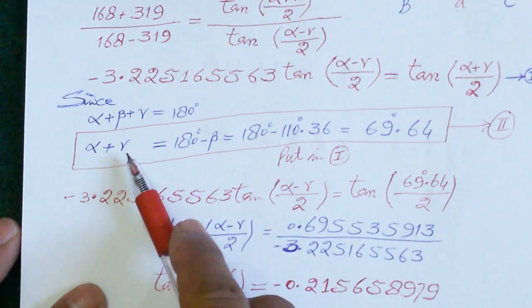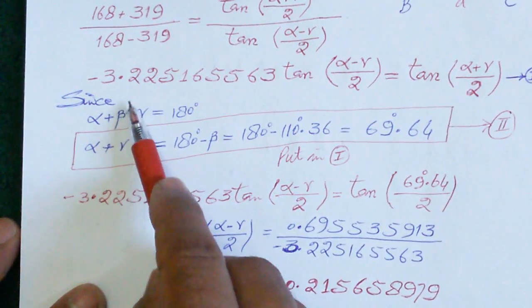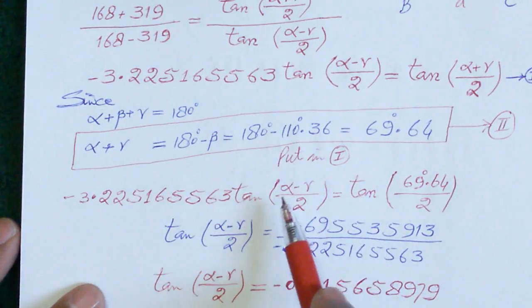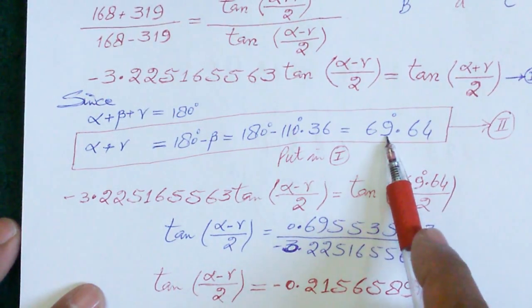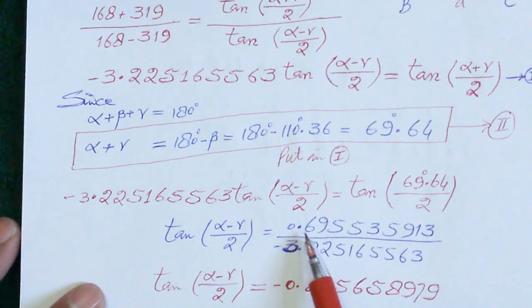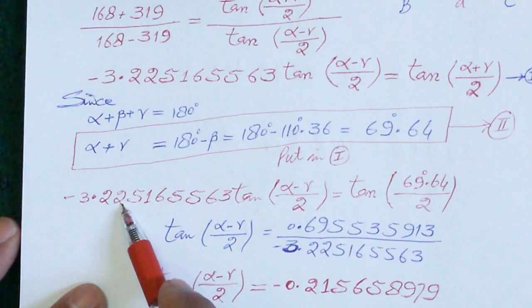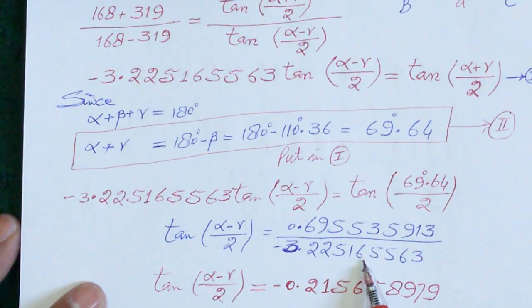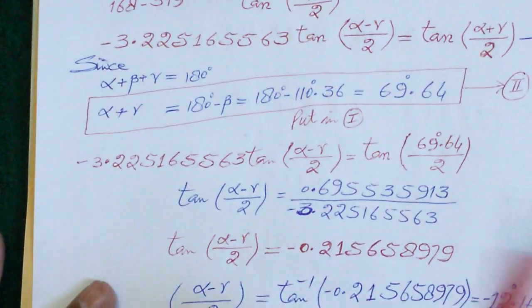So alpha plus gamma, substitute alpha plus gamma in equation number first. We have this quantity multiplied by tangent of (alpha minus gamma) divided by 2 is equal to tangent of (alpha plus gamma), which is 69.64 degrees divided by 2. After the simplification and calculation, we get 0.6955359. Divide this quantity by minus 3.225165563. After the simplification, divide this quantity by this quantity, we get this quantity, and apply the tangent inverse function.